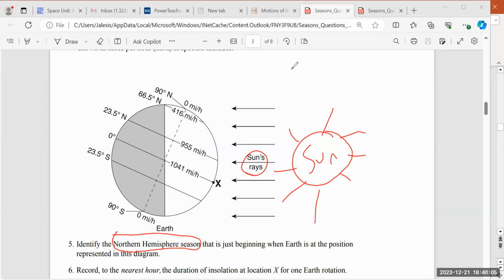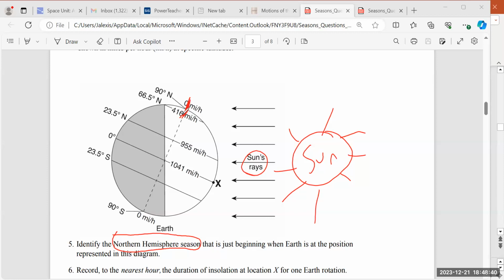So now, how can I identify this season? Well, I need to know what the North Pole is doing, right? Is the North Pole tilting towards the sun or away from the sun? It is tilting towards the sun, right? And as a matter of fact, if the North Pole is filled with daylight, that also lets me know the beginning of what season it is about to be. So the North Pole is tilting towards the sun, and the North Pole is completely lit up.